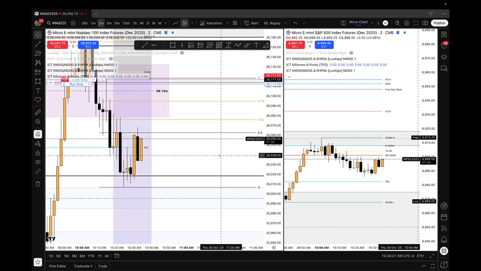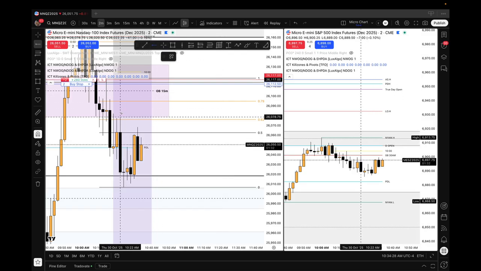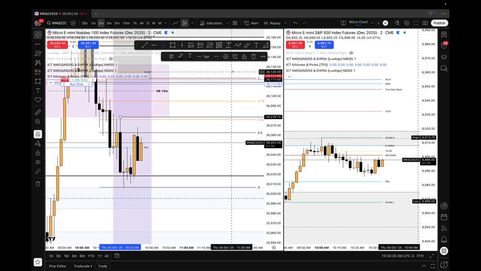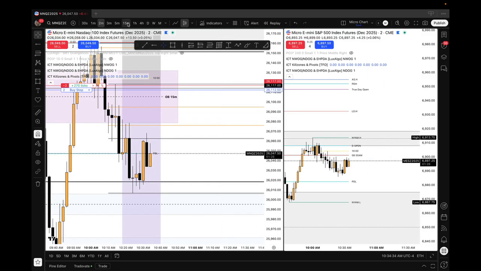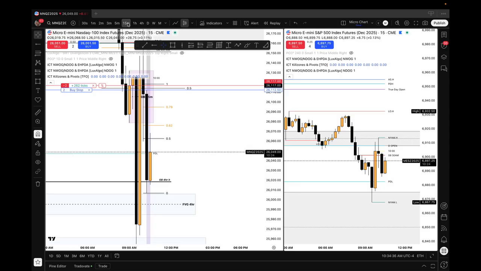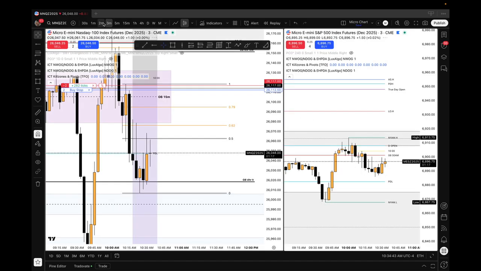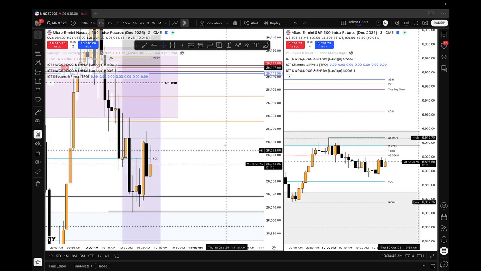Tapping into that order block. A little bit of a reaction off of there. So if price ends up taking out this level, I don't really want to see that. I'm going to go ahead and try to not see it. But yeah, I don't want to see that, okay? Because it doesn't make any sense.